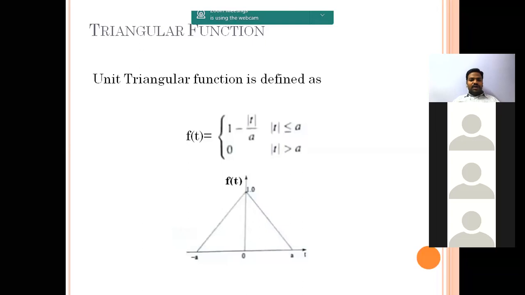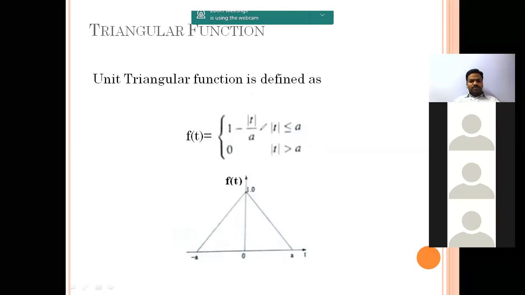Okay, I am displaying the triangular function here. f of t is an input function which is equal to 1 minus mod t by a for mod t less than or equal to a, and equal to 0 when mod t is greater than a. This is the standard triangular function. From 0 to a you will have a ramp function, and from minus a to 0 you will have one more ramp function.